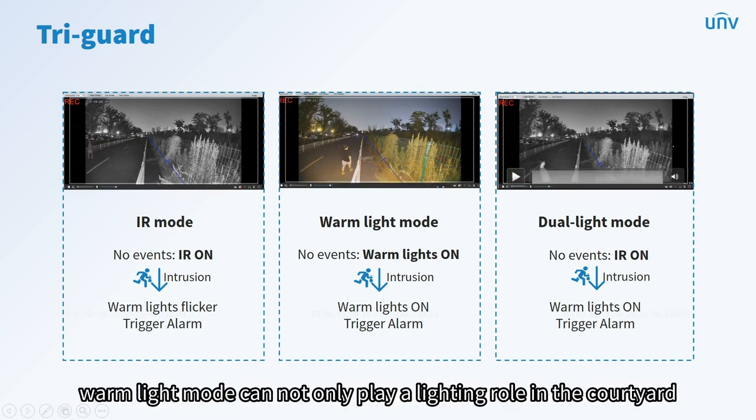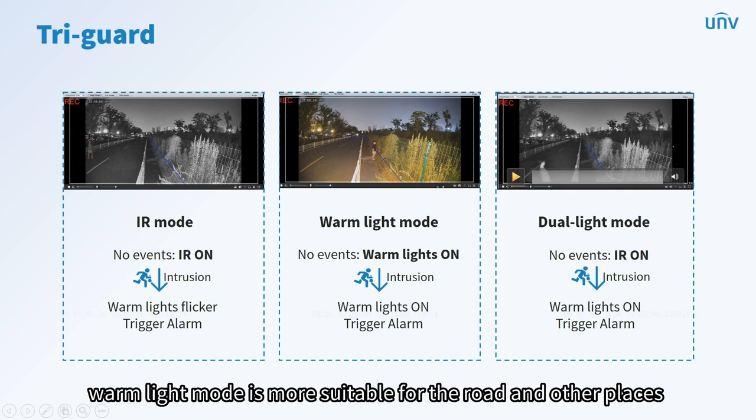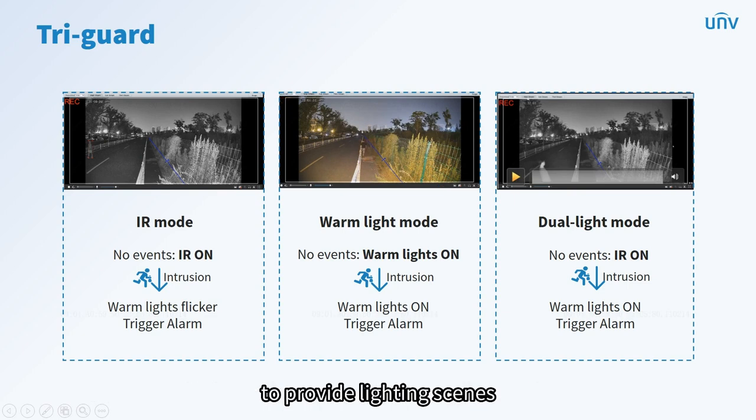Warm light mode can not only play a lighting role in the courtyard, but also deter suspects through the warning sound. Warm light mode is more suitable for the road and other places which need warm light, as a small street lamp to provide lighting scenes.